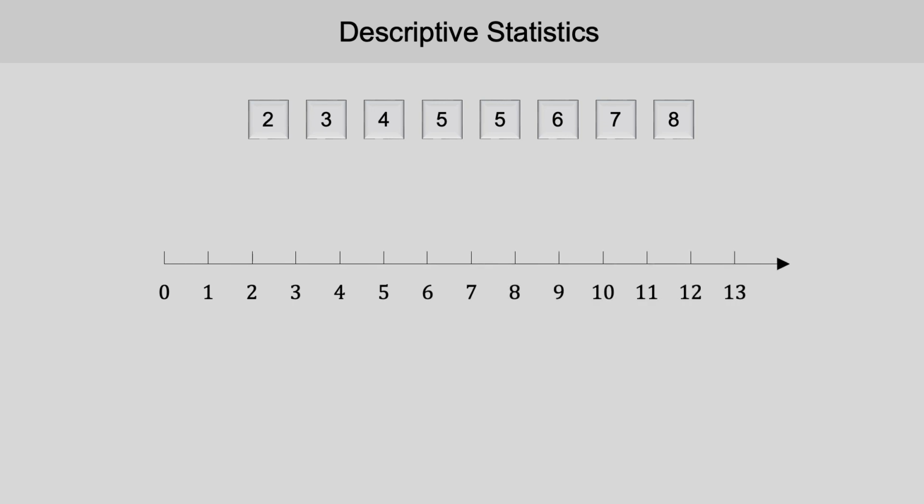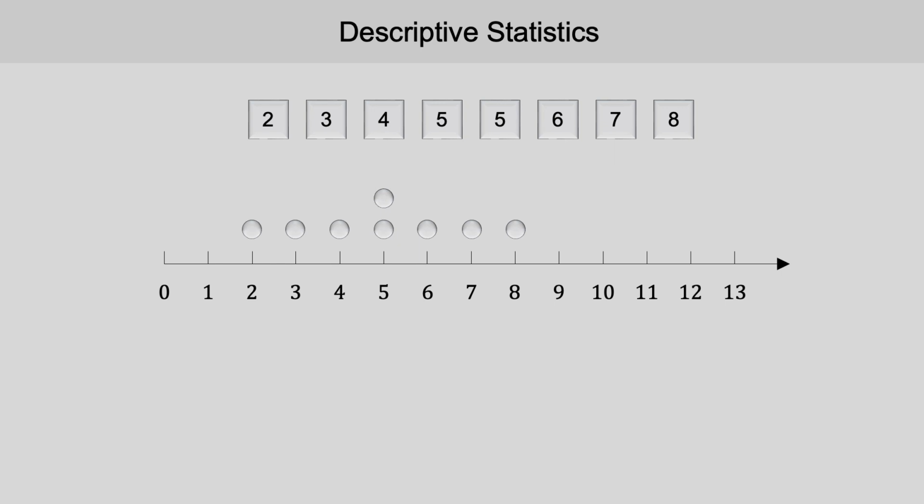Descriptive statistics involve looking at data from different scales. For example, if we have a data set with 8 points, it will be a great idea to use a coordinate axis to visually represent these points. It's interesting to note that the number 5 appears twice.